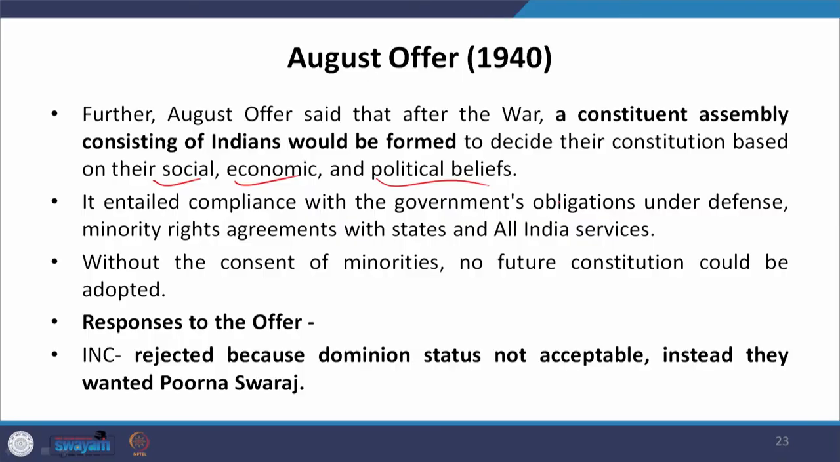So, the August Offer entailed compliance with the government's obligations under defense, minority rights, agreements with states and in the All India services. Without the consent of minorities, it stated no future constitution could be adopted.